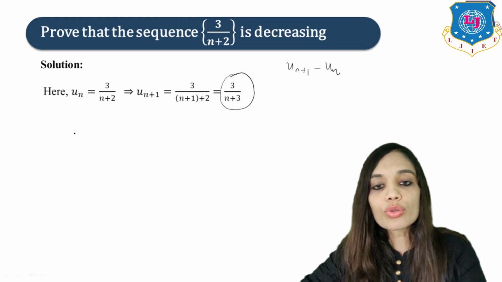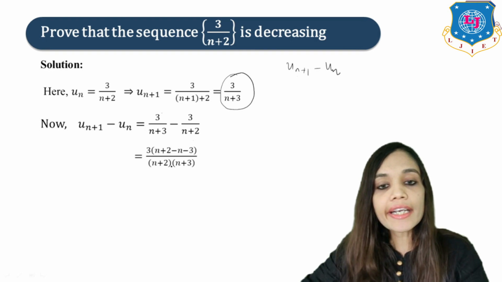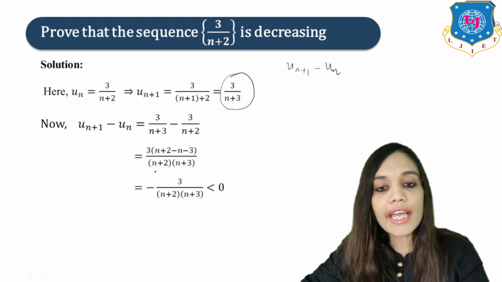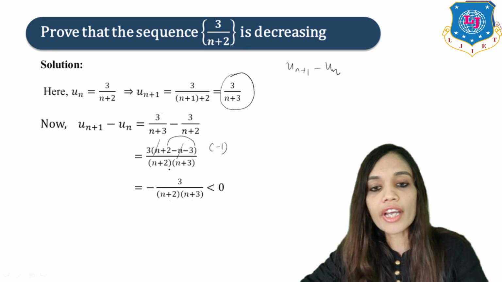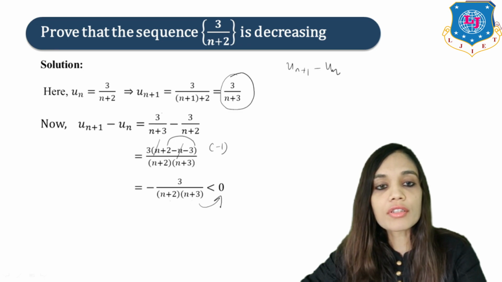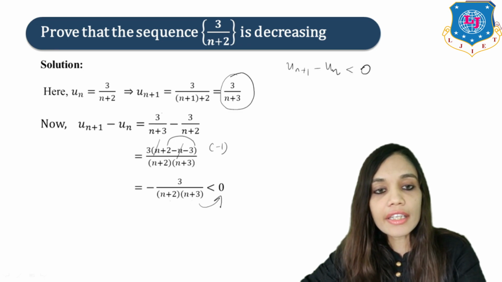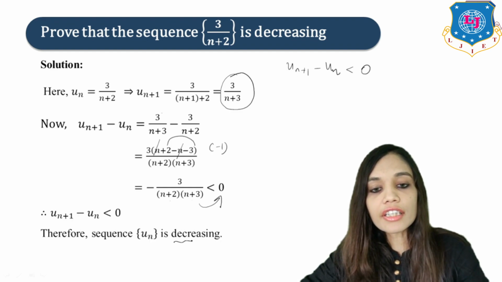Now let us find Un plus 1 minus Un. It will be equal to 3 upon n plus 3 minus 3 upon n plus 2. Now take the LCM and simplify. You will get the final answer as minus 3 upon n plus 2 into n plus 3, because the n and n get cancelled out and 2 minus 3 will give us minus 1. So the final answer is this, which is less than 0. That is, your Un plus 1 minus Un is less than 0. Therefore, you can say that the given sequence is decreasing.